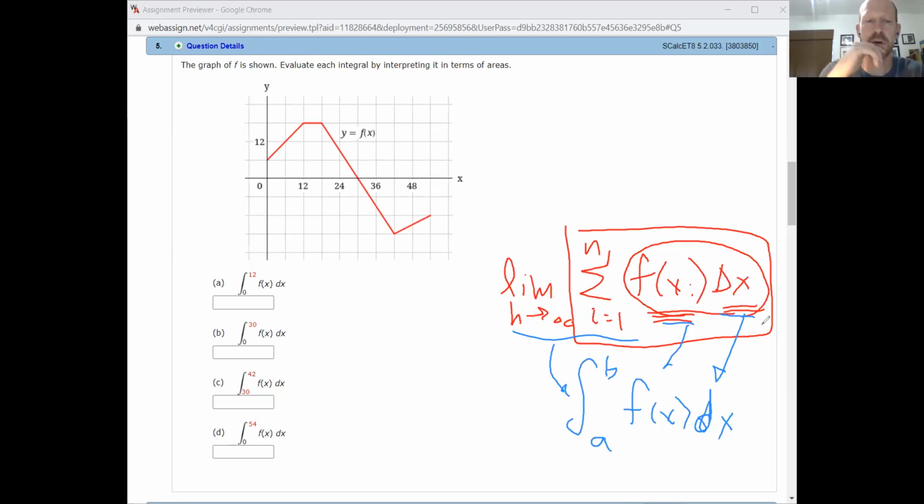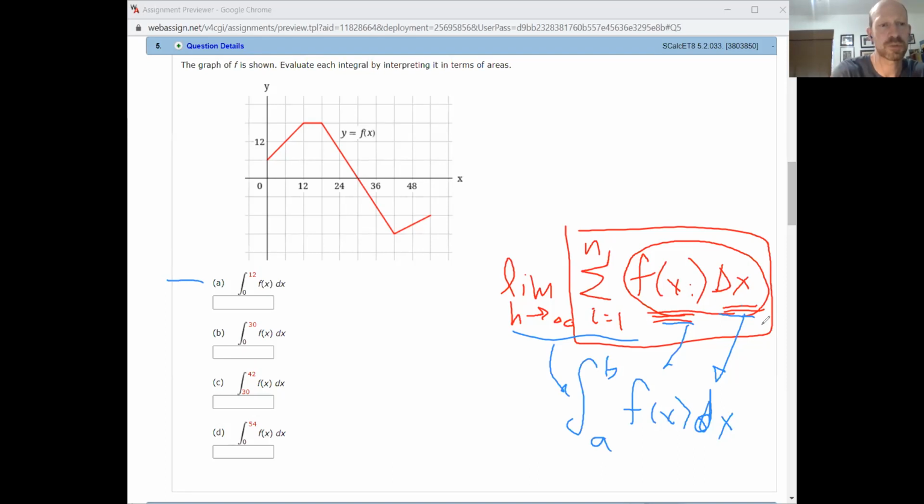So what we're really being asked here, in part A over here, is to find the area under the curve of this function. This is yet another way of writing that, and this is the notation we'll use moving forward. It's called the definite integral.